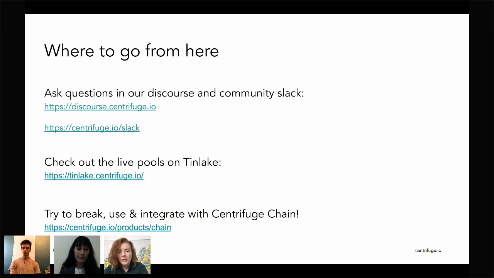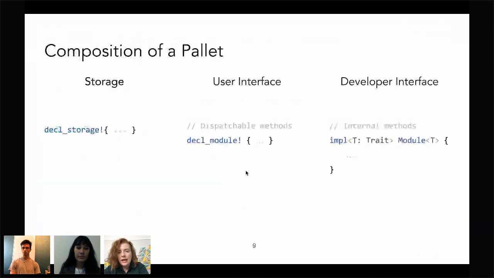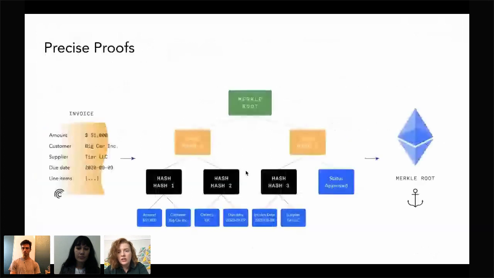Cool. And then the next question is, regarding the precise proof slide, is there a reason why the hash on the right side has less data? More specifically, why are the line items in the invoice arranged in the order or hash groupings as they are?